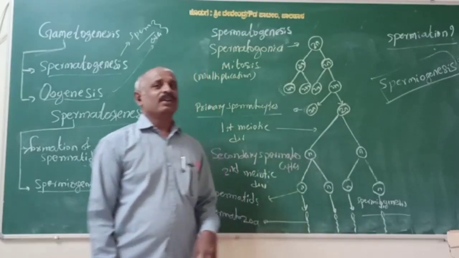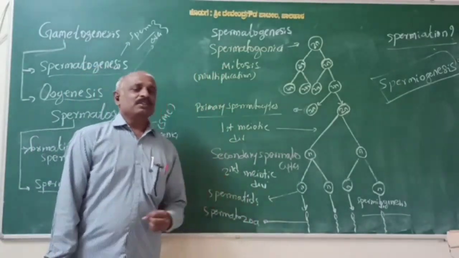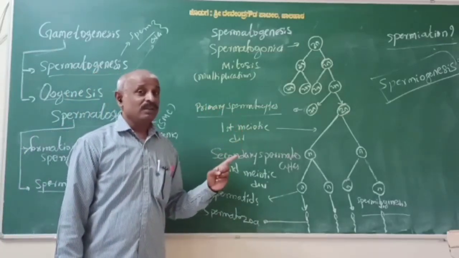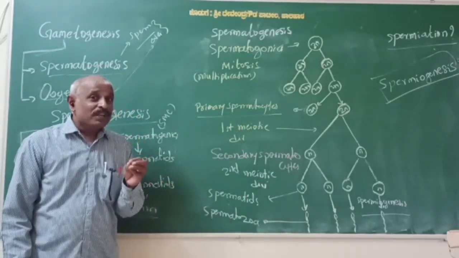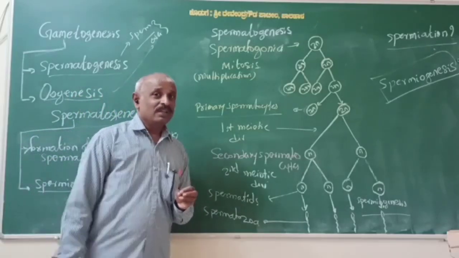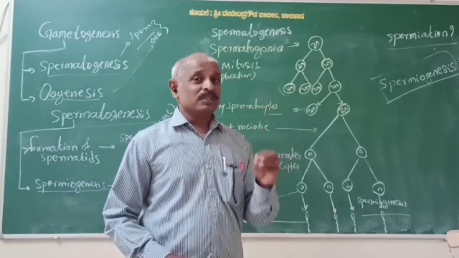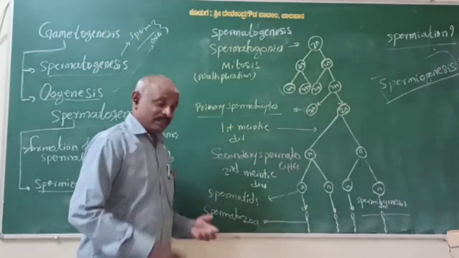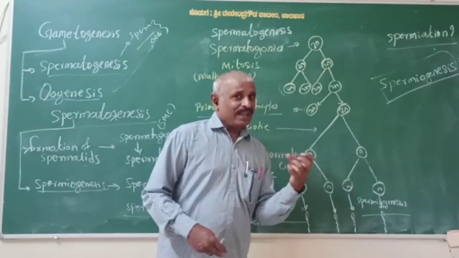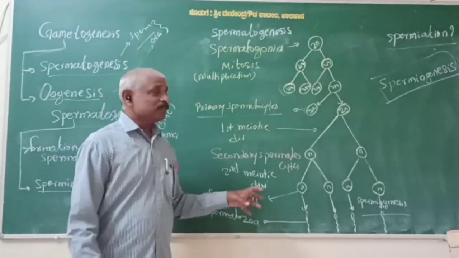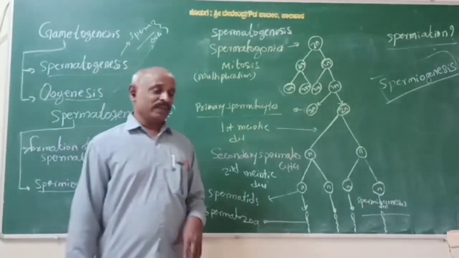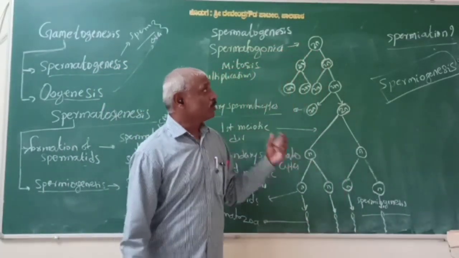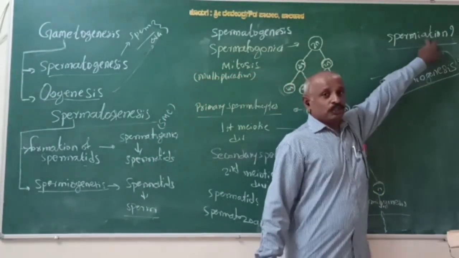We call it spermiation. What is spermiation? Spermiation is the release of the sperms into the tubules, after maturation. After that, they are released, that means detached from the Sertoli cells. These sperms are released into the lumen of the seminiferous tubule, the cavity of that one. The process we call spermiation.